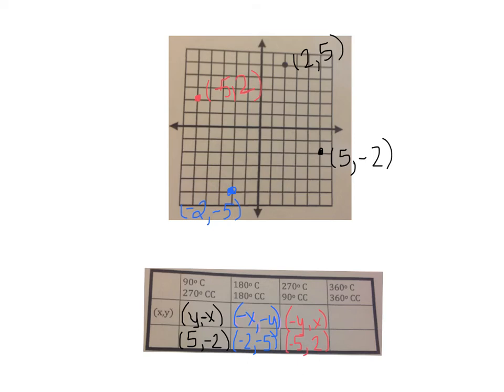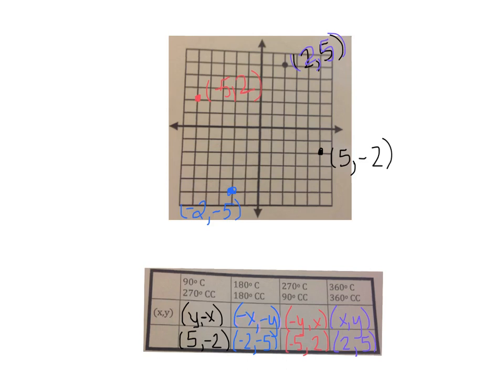And the last one, a 360 degree turn. This could be either clockwise or counterclockwise. What that means is that it's going to go in a complete circle, and it's really not going to change. It's just going to stay x, y. So the point would just stay the same, 2, 5. So 2, 5 here. And that would be a 360 degree turn.